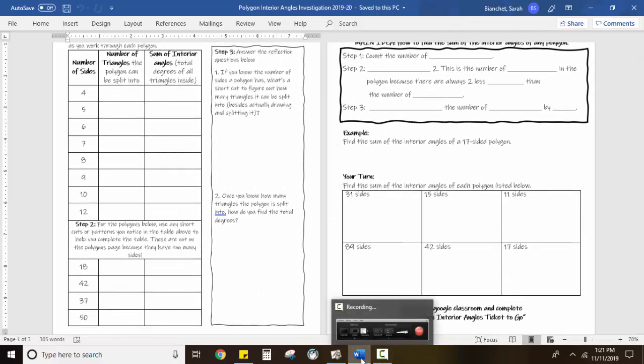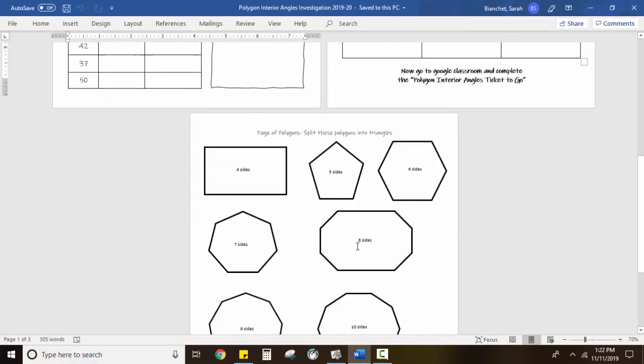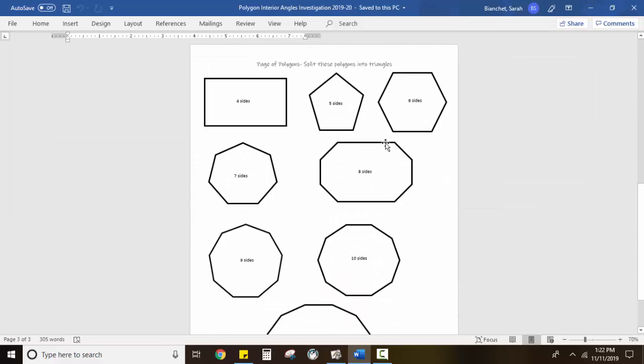So I'm going to start you off by walking through the directions so that you know what to do for the activity. Step 1 says, using the page of polygons, split each polygon into triangles by drawing lines from one vertex to another. No lines may overlap or meet in the middle. Fill out the table below as you work through each polygon. So I'm going to do an example with you. We're going to do the 8-sided polygon together. Split it into triangles. So you're going to go to your polygon page, and find the 8-sided shape right there.